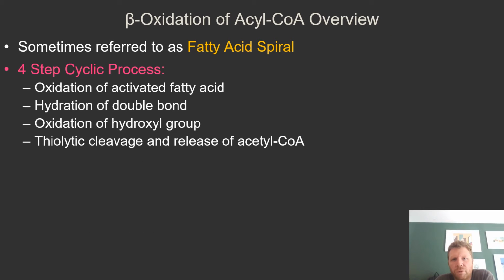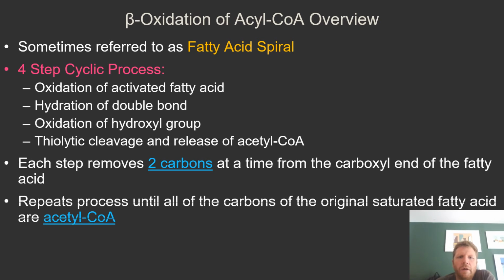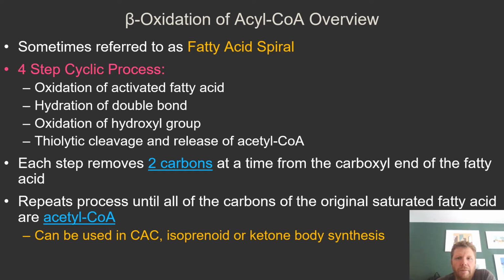Now, sometimes beta oxidation of an acyl-CoA is going to follow this process. It's a 4-step cyclic process. And the first step is oxidation of the activated fatty acid, then hydration of a double bond, oxidation of a hydroxyl group, and thiolytic cleavage and release of acetyl-CoA. Each step is going to remove 2 carbons at a time from the carboxyl end of the fatty acid, and this repeats until all the carbons of the original saturated fatty acid are acetyl-CoA. This can be used in the citric acid cycle, as well as isoprenoid and ketone body synthesis.